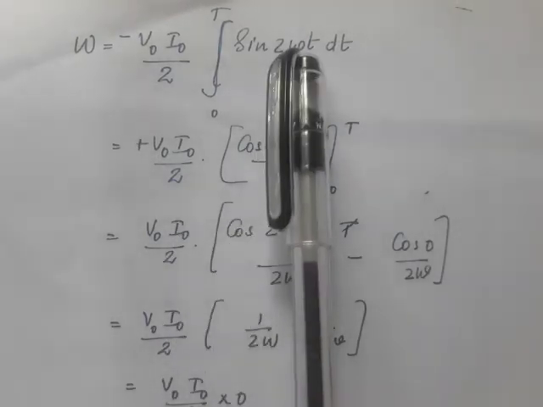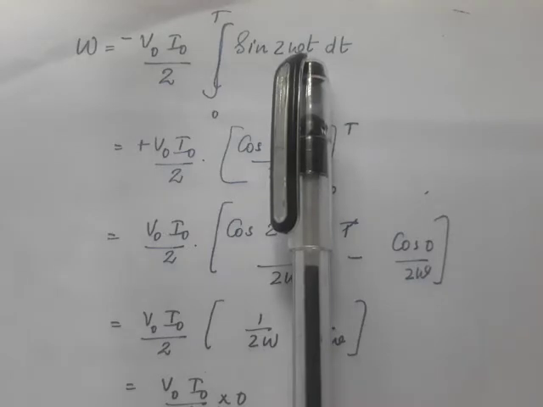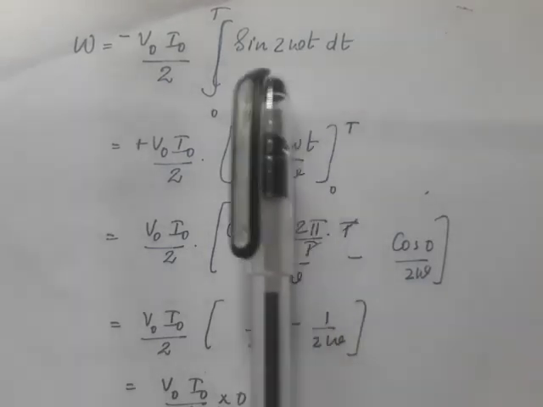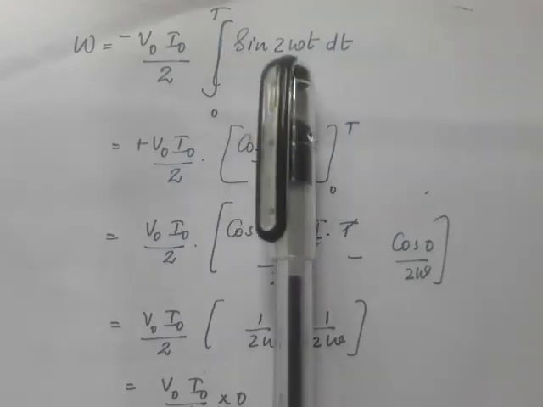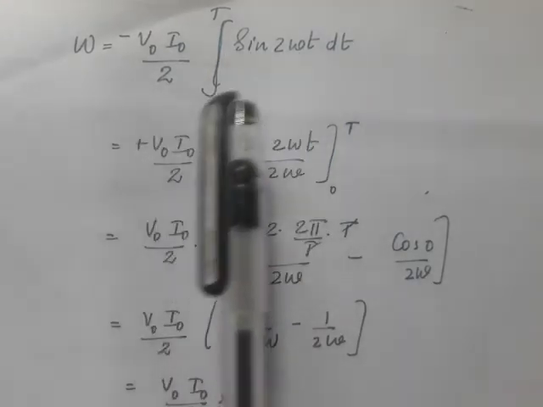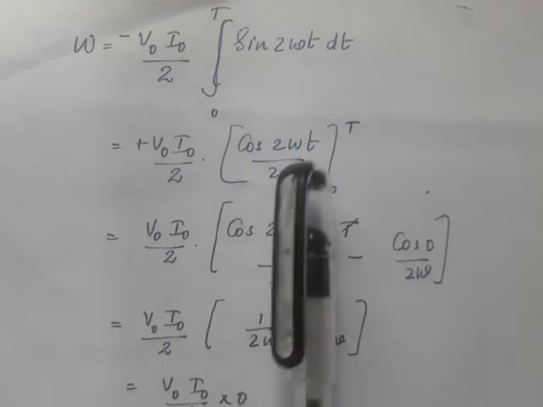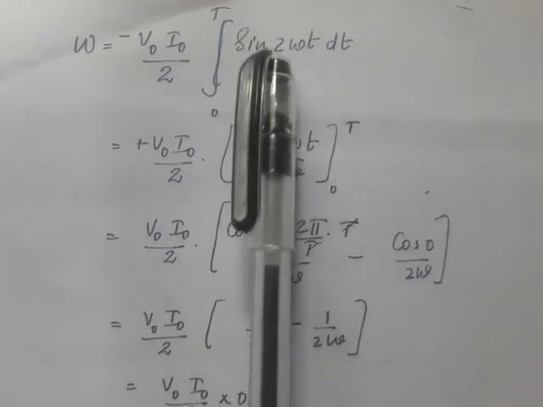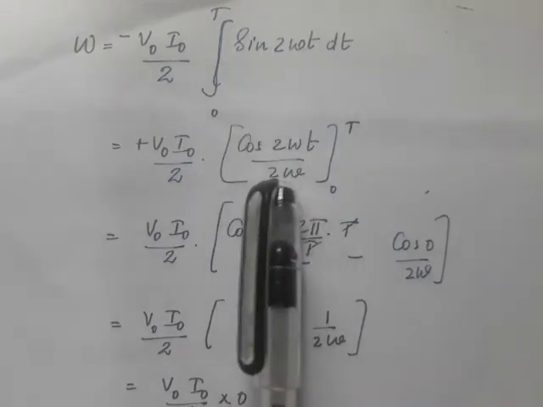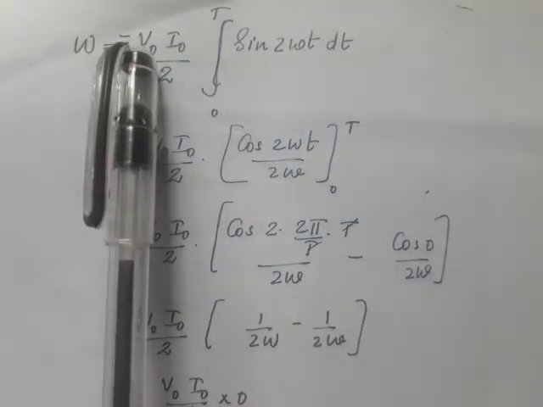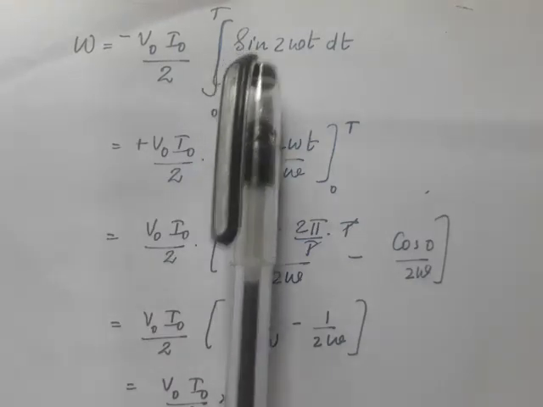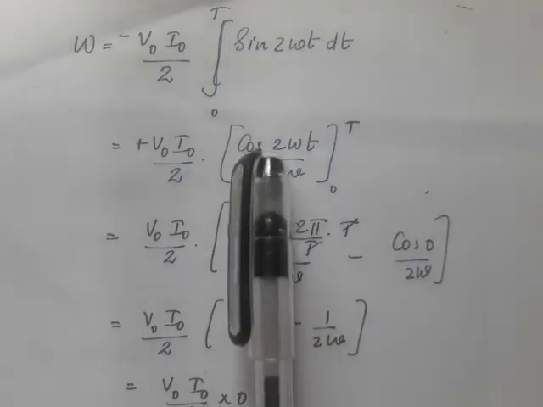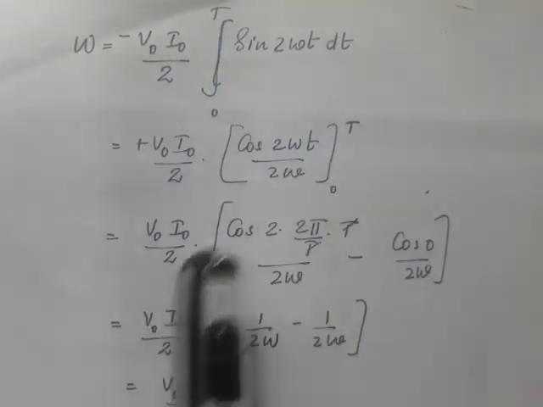If you integrate sin theta, you get minus cos theta. So integrating sin 2 omega t dt, you should get minus cos 2 omega t divided by the coefficient of time. Along with the t we have 2 omega, so that 2 omega should be in the denominator. The negative already here, and there is a negative coming from the integration, so this term becomes positive. So V0 I0 by 2 times cos 2 omega t by 2 omega.